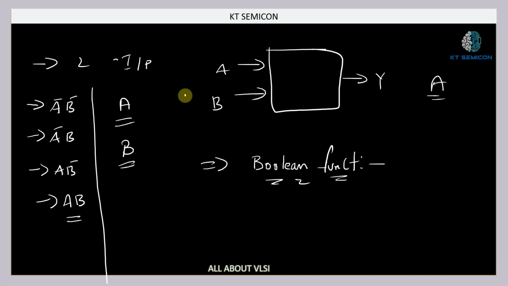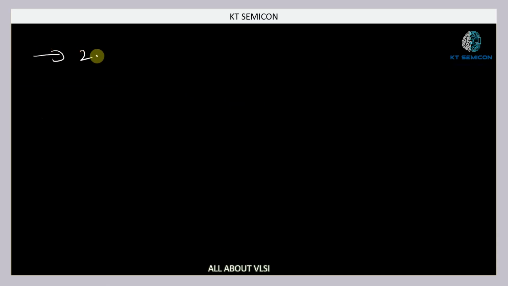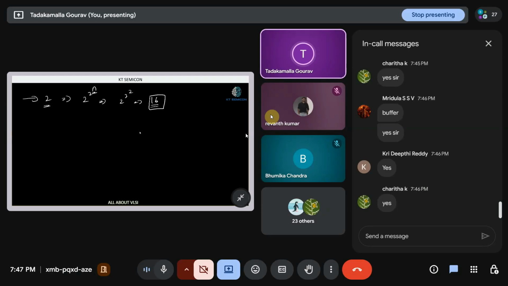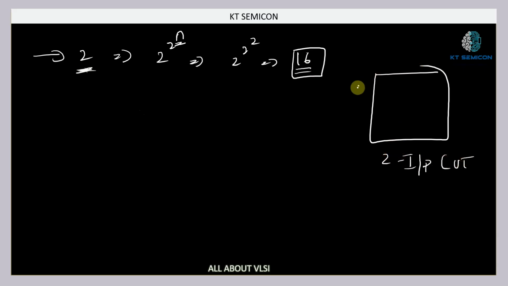So the formula, let me write it down clearly. If we have n variables, the total number of functions which we can implement is 2 power 2 power n. Here n is the number of variables. So 2 power 2 power 2 is 16 possible Boolean functions which we can implement using a two input LUT, right?